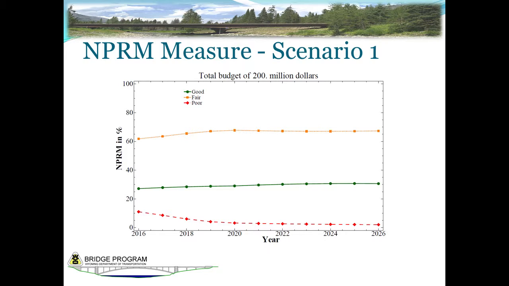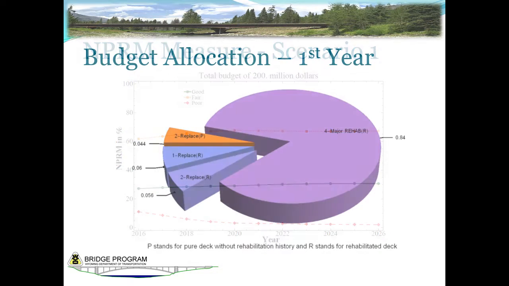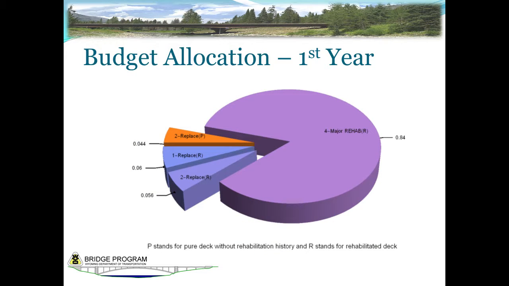As we see, the green line is the good bridge decks. There is a little bit of an increasing pattern for the good bridge decks and definitely a reducing pattern for the poor bridge decks. In order to achieve this kind of projection, this is the result of the optimization. We have to spend the budget in this pattern. In the first year, we're going to spend 84% for major rehabilitation and another 16% for replacement. As we see, 100% of our budget is going only to structurally deficient bridge decks.